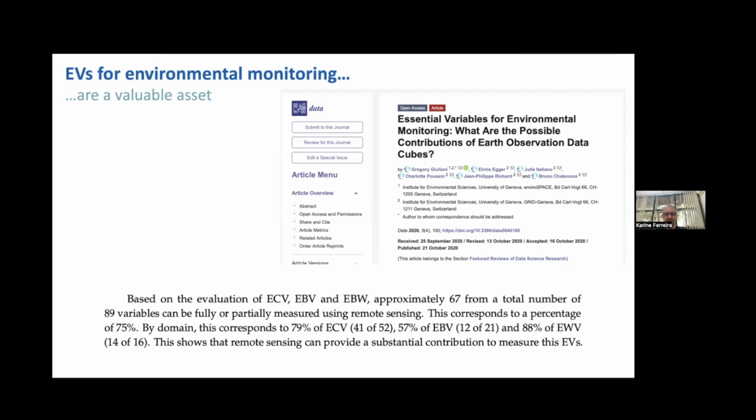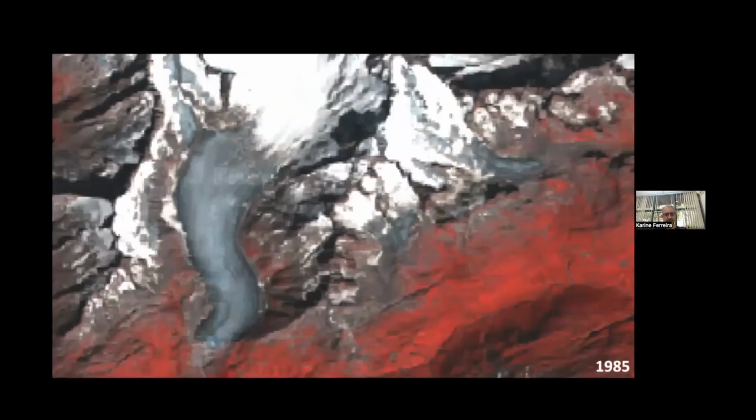And if we look at the different domains more specifically, we can say that for the ECVs, approximately 80% of the ECVs can be generated fully or partially using the data cube, 75% for the EBVs, and almost 90% for the water variables. So really, remote sensing and more broadly the data cube technology can provide a substantial contribution for monitoring essential variables. So just to remind you with a quick example.